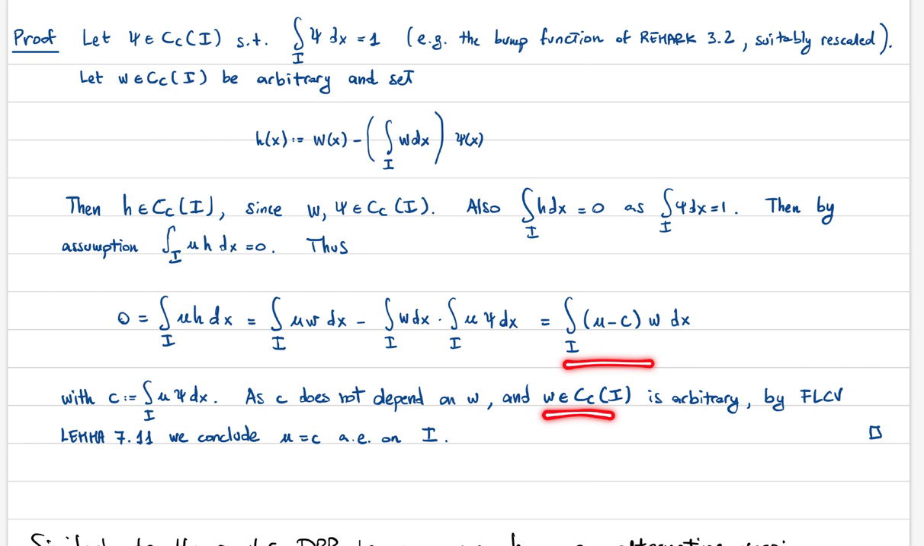So W is arbitrary, and therefore from the fundamental lemma of calculus of variations that we just proved, we conclude that this function is 0. So U equals C almost everywhere on I. And this concludes the proof.